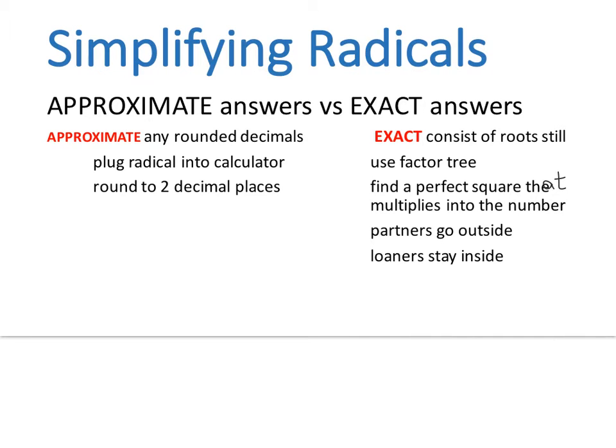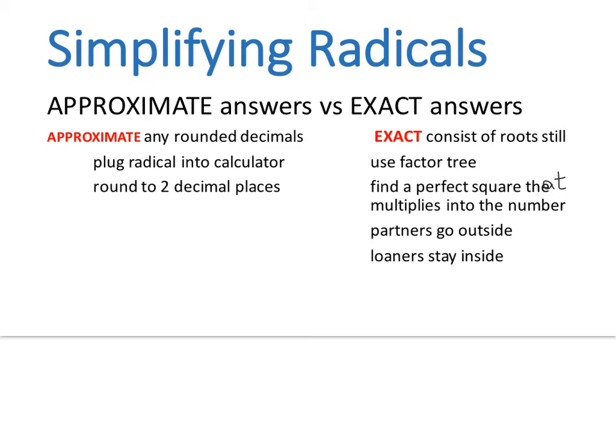What we're going to start with is simplifying radicals. We need to talk again about the difference between approximate answers and exact answers. So here's just a few bullets that outlines what they are. An approximate answer is when you're rounding. So to get an approximate answer, you just need to plug the radical into your calculator, and we're going to round it off at 2 decimal places. So anytime I ask you for an approximate answer, that's where you just need to use your calculator and then round. For exact answers, an exact answer is still going to have a root within the answer.